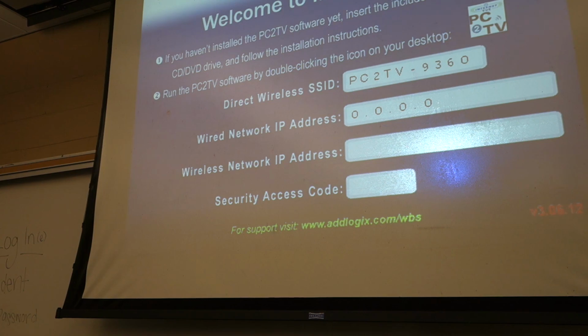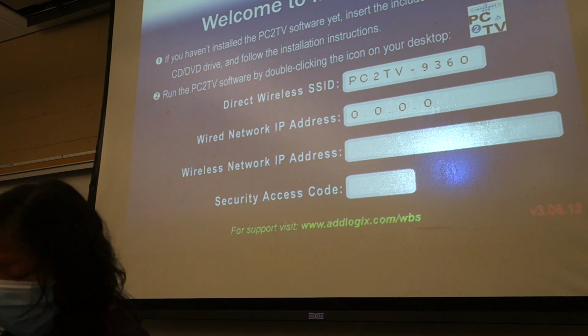I know. My computer just did something weird. It literally just turned off. I kicked the thing.